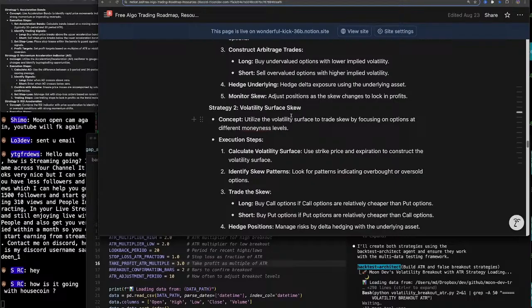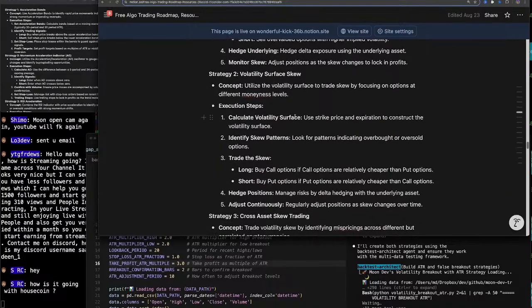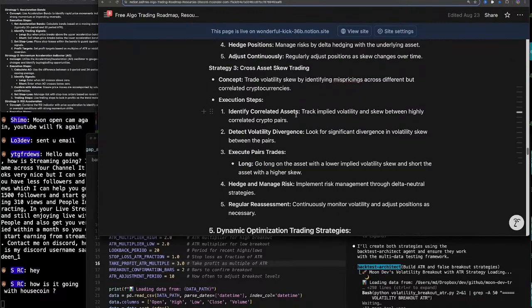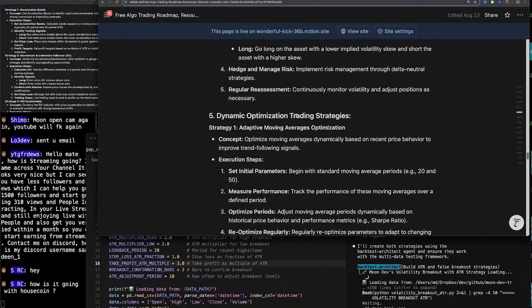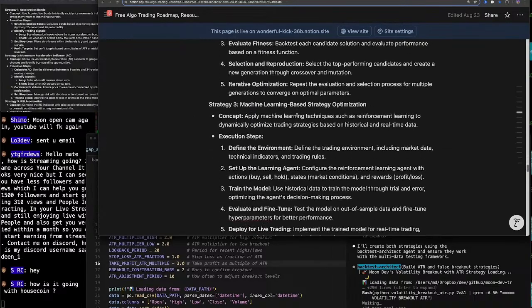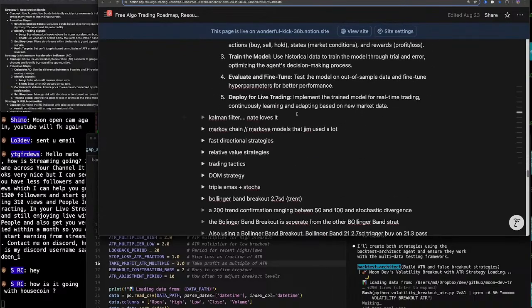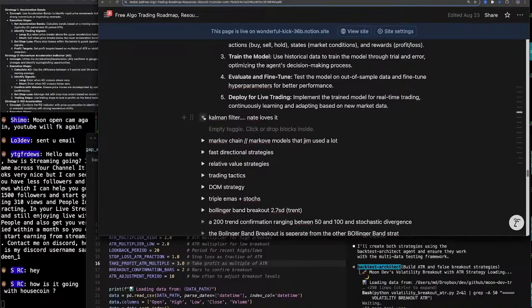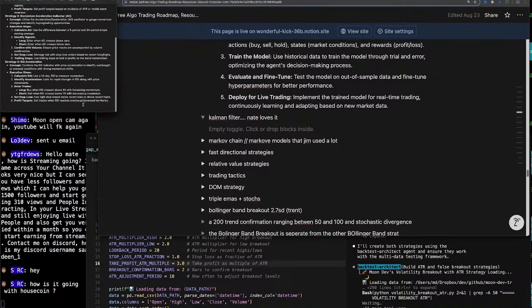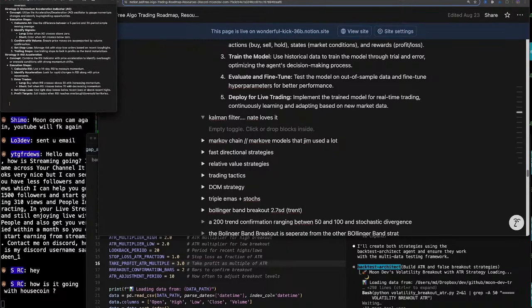Volatility surface skew. Utilize the volatility surface to trade skew by focusing on options. Cross asset skew. Dynamic optimization trading strategies. Genetic algorithms. Machine learning based optimization. Kalman filter. Okay, Nate loves this. So I want to test a bunch on the Kalman filter, so let's go ahead and talk about that.